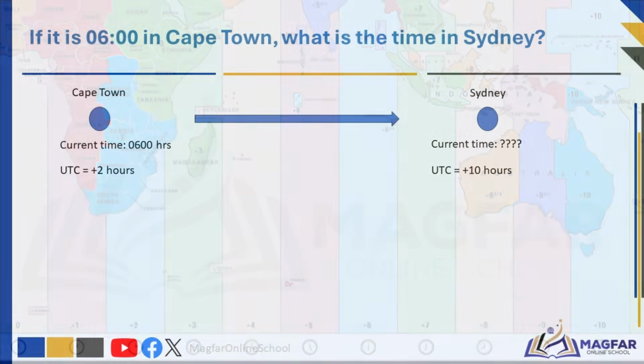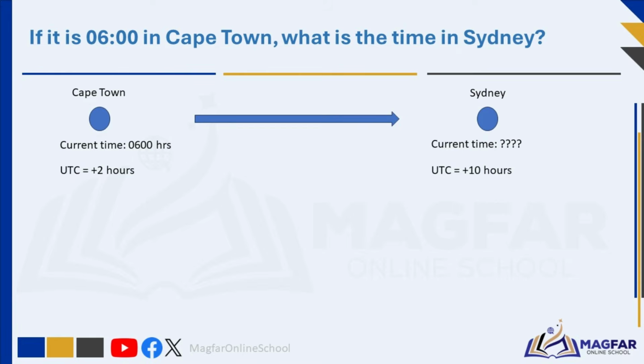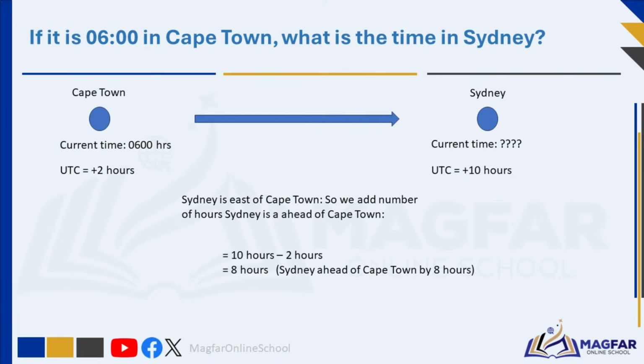You can summarize this information in your book like this. We have already established that Sydney is on the east of Cape Town, so its time is ahead. But by how many hours is Sydney ahead of Cape Town? This is an important question we need to answer. Since Cape Town is 2 hours ahead of UTC and Sydney is 10 hours ahead of UTC, we subtract 2 from 10. So this means Sydney is ahead of Cape Town by 8 hours.